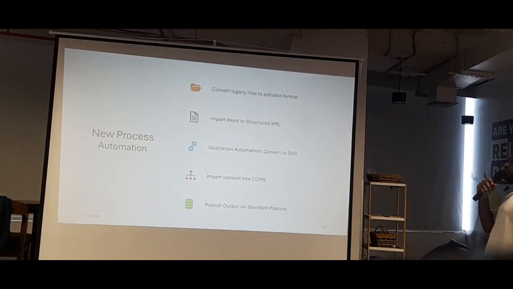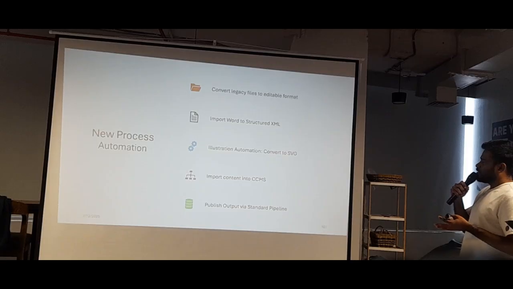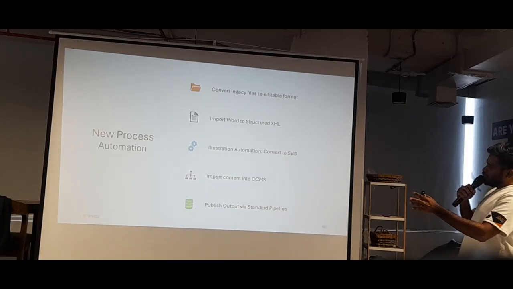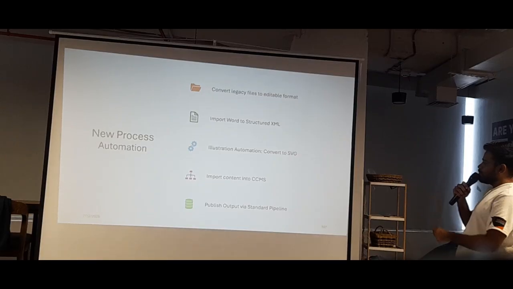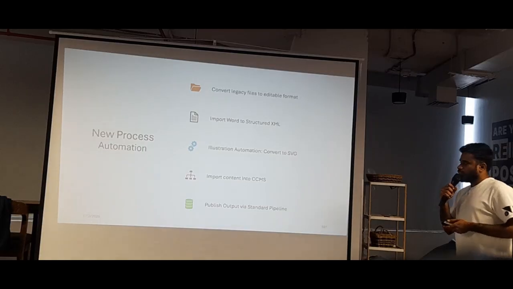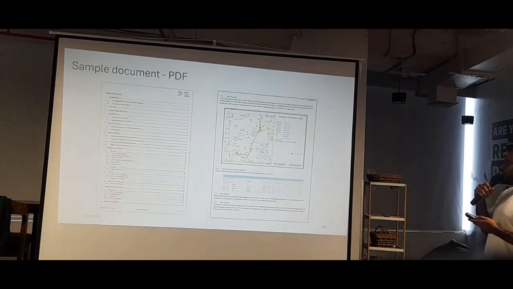The first step is to convert the legacy files to an editable format, which is Word format. From there, import Word to structured XML, followed by the rebranding work or updating the illustrations, and how to automate that. Then import the content to CCMS, followed by publishing the output via the standard pipeline. This process will help you implement some automations and reduce the time and effort compared to the existing flow.